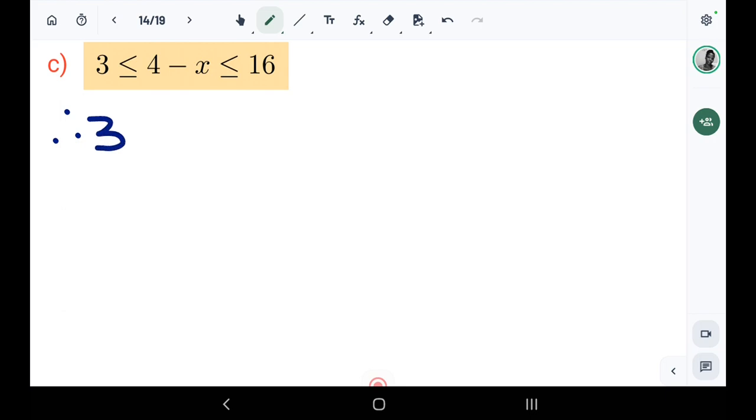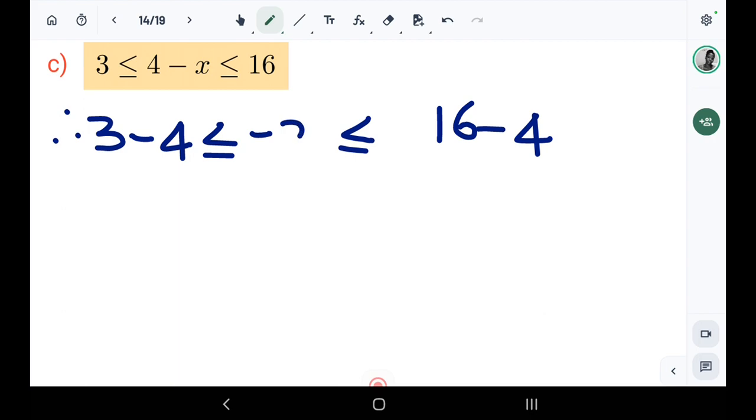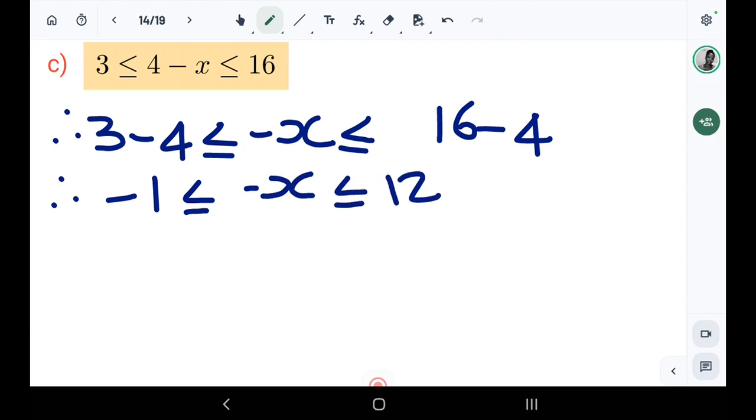Now we've got 3. We've got 16 on the other side. Now you take out the 4 outside of this middle inequality, and it becomes positive 4. No, it becomes negative 4, sorry, on both sides, and you're left with negative x. 3 minus 4 is equal to negative 1. 16 minus 4 is equal to 12.